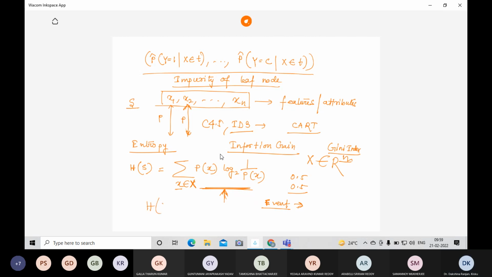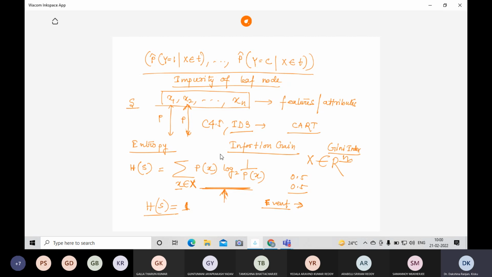Entropy H of S is found to be perfect one, because here we have the uncertainty of the predictability of getting head and getting tail. That is why the entropy is found to be perfect one. Here the uncertainty, or in other words the randomness, is found to be high.